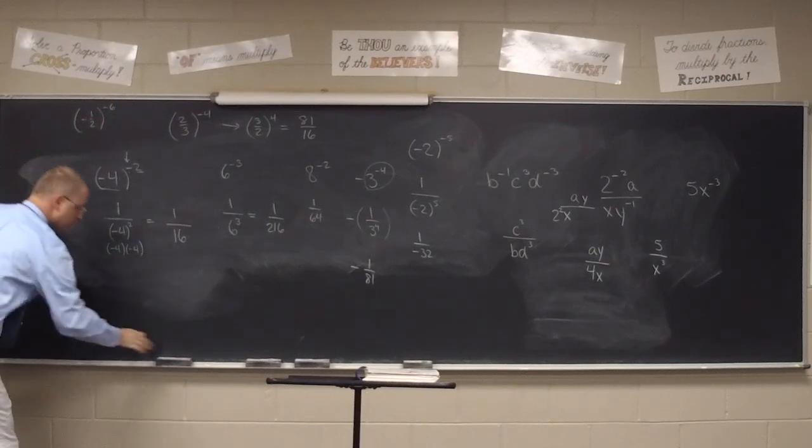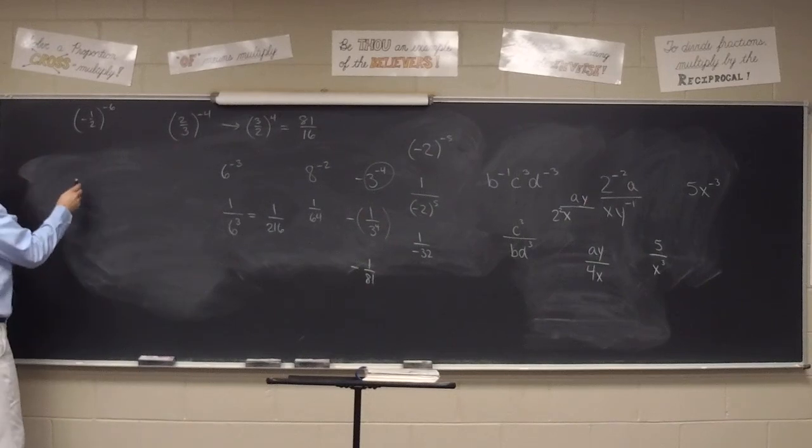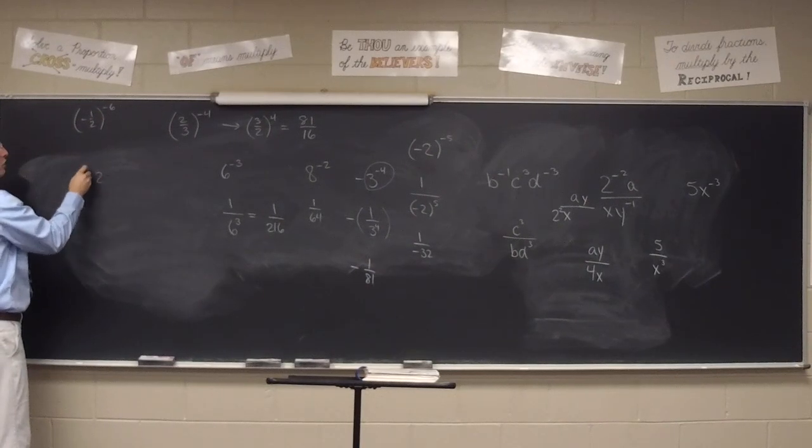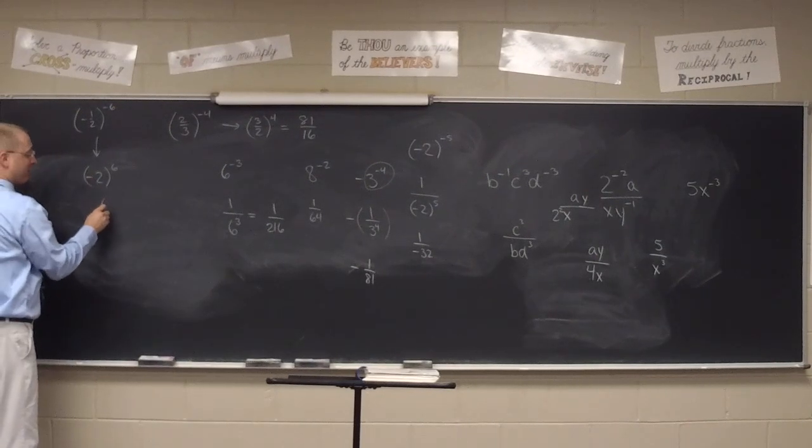One more. Negative a half to the negative sixth. What does this literally mean? Reciprocal of negative a half to the sixth. So what's the reciprocal of negative a half? Negative 2 to the sixth. You see that? We took the reciprocal. We're going to raise it to the sixth to get 64, positive 64. And there'd be our answer.